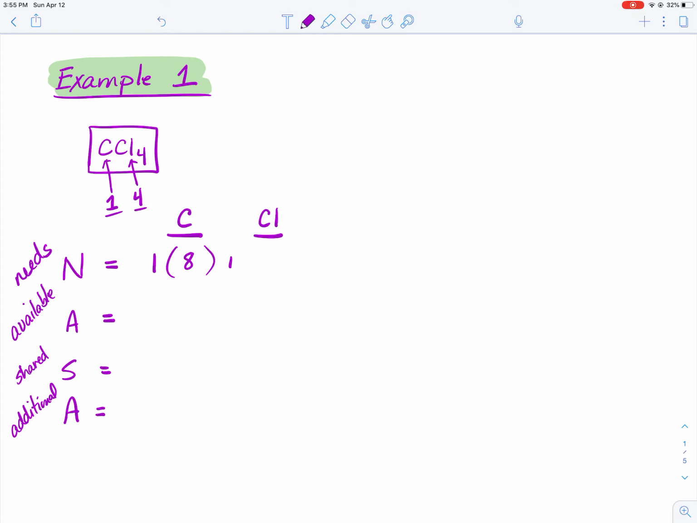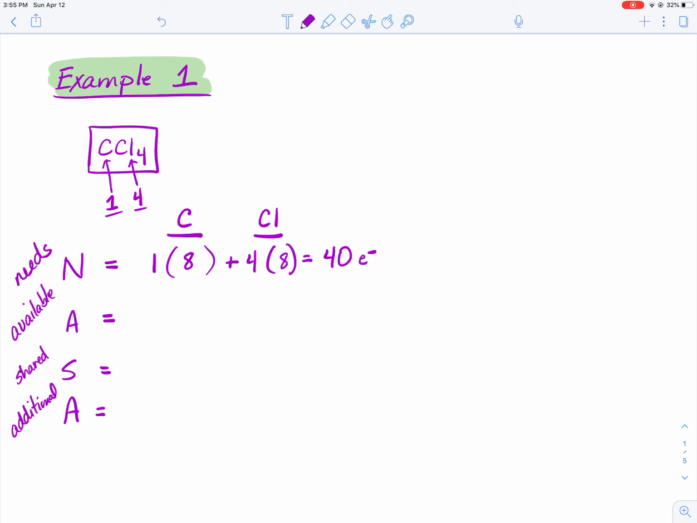Then we're going to add that to the other element in this formula, and that's chlorine. We have 4 of those, and how many electrons does each one of the 4 chlorine atoms need? That's an octet, 8. We're going to multiply and sum up the entire formula here. So this is a total of 40 electrons.